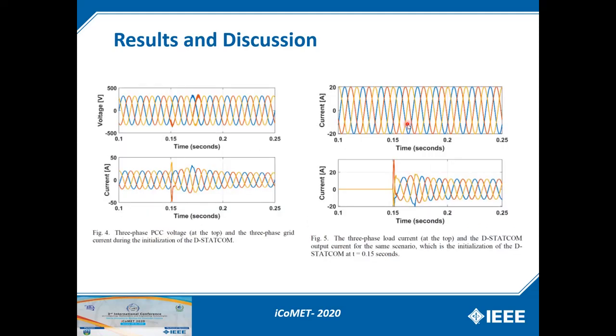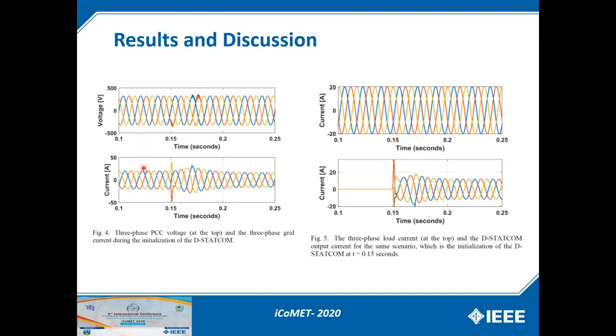We have some results. Here we have the voltage at the PCC and the grid current. So we initially have just the linear load, and at this moment here is where the converter begins to operate. So we see here that the inverter was out of phase.